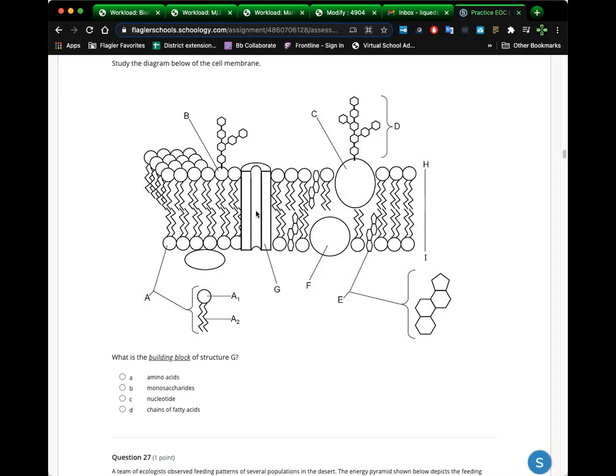The building block of a protein. Proteins are made of amino acids. So that's going to be amino acids. Monosaccharides would be the building block of carbohydrates, which would be D. Nucleotide would be the building block of nucleic acids, and then chains of fatty acids would be lipids.